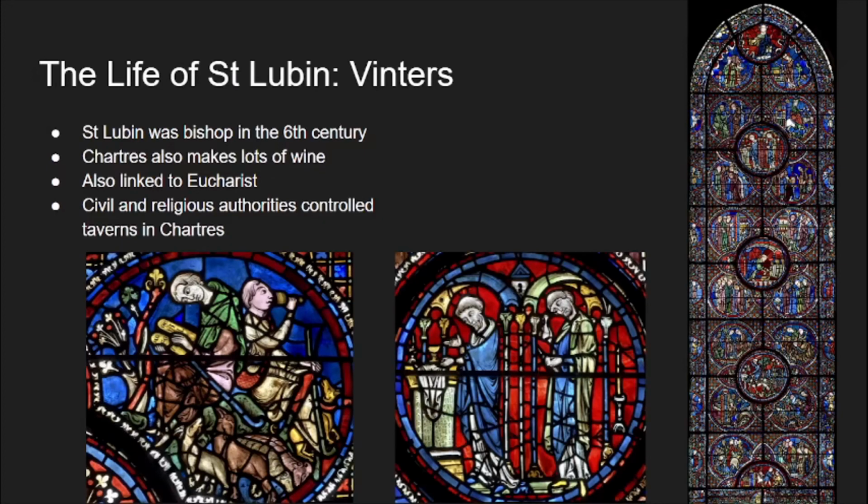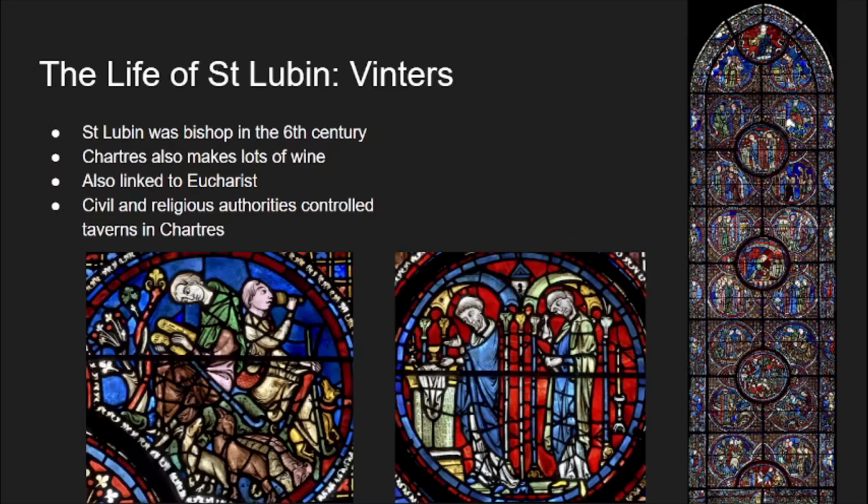The fact that he had been a cellarer, so a man within the monastic community or cathedral chapter responsible for all his provisions, including the wine cellar, gave him particular association with wine production. And this is also linked to the Eucharist. Again, wine becomes the blood.